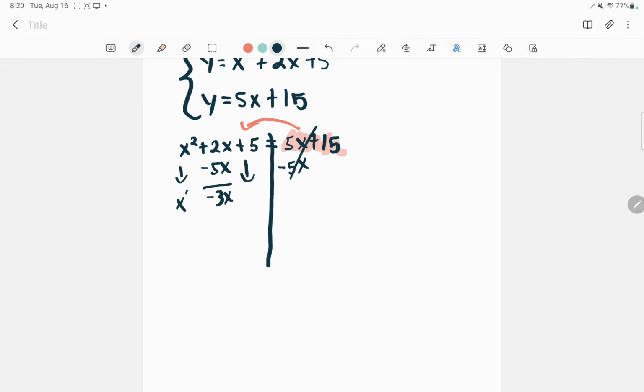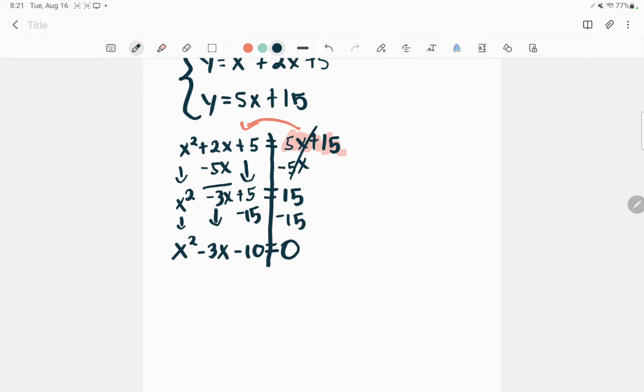So in the very front, we have x squared minus 3x plus 5 equals what? 15. Same thing, I'm going to do minus 15 on this side, minus 15. So now we have x squared minus 3x minus 10 equals 0. Now we're done putting both of the equations together.